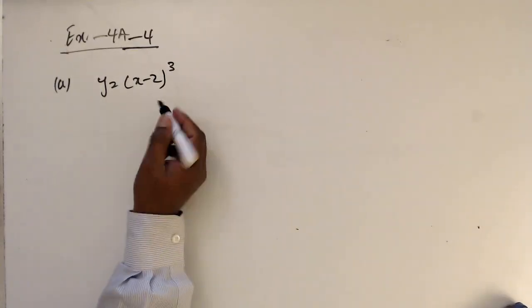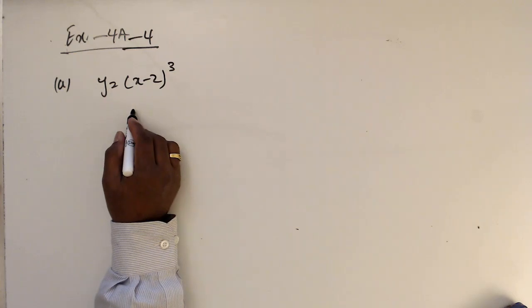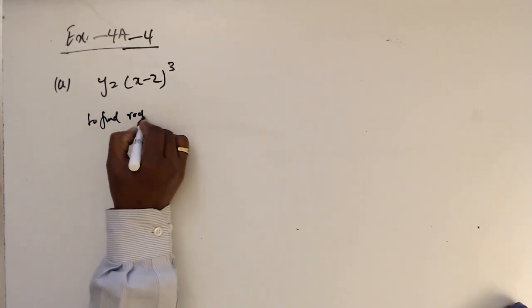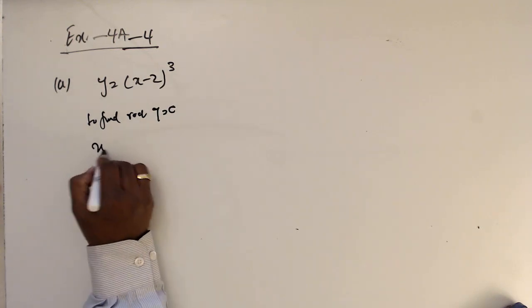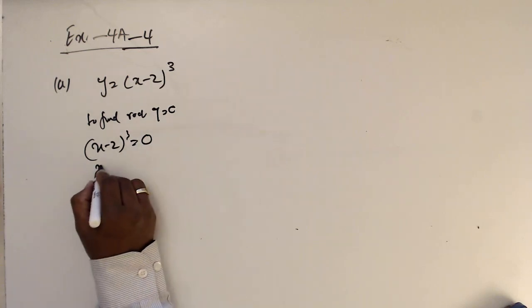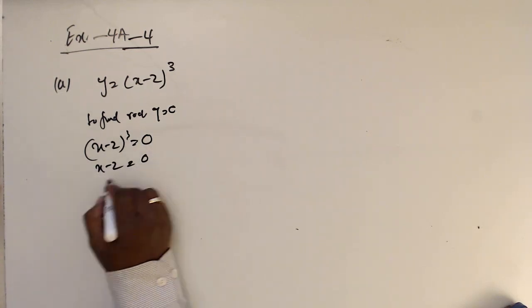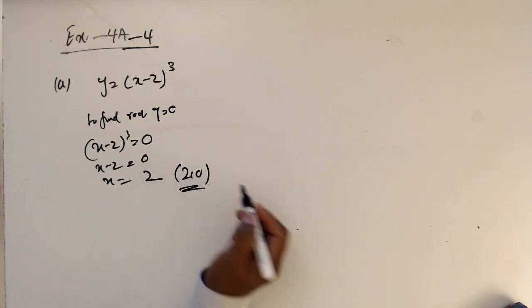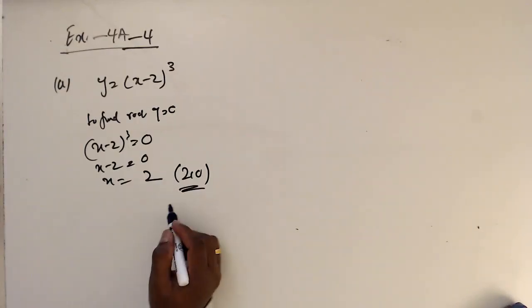Also, we can work like this. Since we know that this has a three-times repeated root, to find the roots, y equals 0, (x minus 2) cubed equals 0, and then x minus 2 equals 0, x equals 2. So (2, 0) is a repeated root.